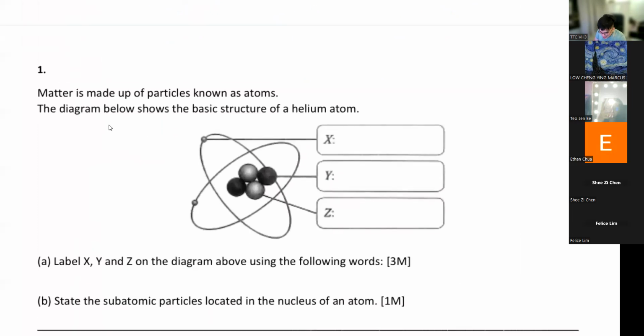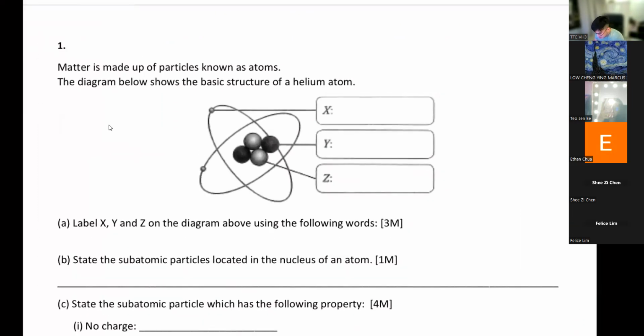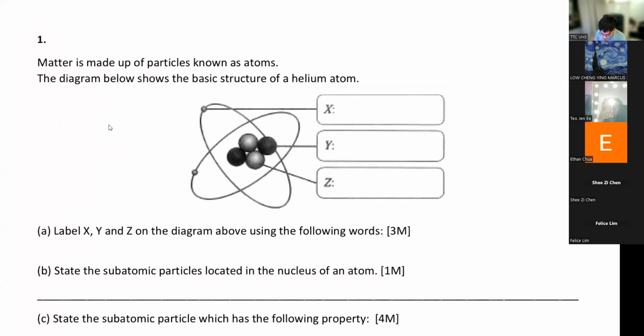So let's look at page 9. Let's look at question number 1. I'll try to finish this by today if I can. So this is a basic helium atom. So X, it's your electron.